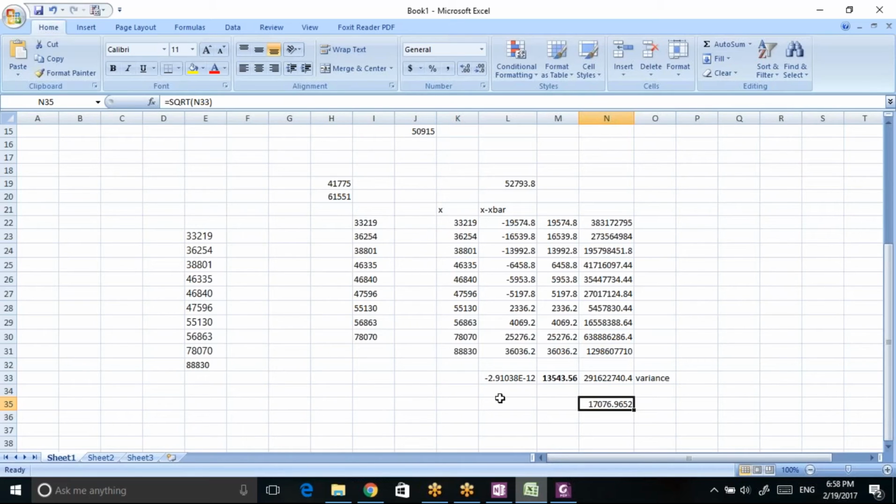Okay, no issues. Have you done the variance part? Yeah, I have done that. Okay. So just take the square root, that is equal to SQRT and this value.